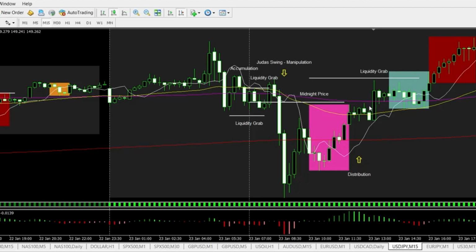During the New York session, we get an opportunity to see an impulse and then a return back to an order block inside of a fair value gap. Price then rejects from there. You can put your stop loss below the order block, and then you see a continuation to grab the liquidity that originated at the beginning of the Judas Swing. That's a way to use the Judas Swing as a potential draw on liquidity.